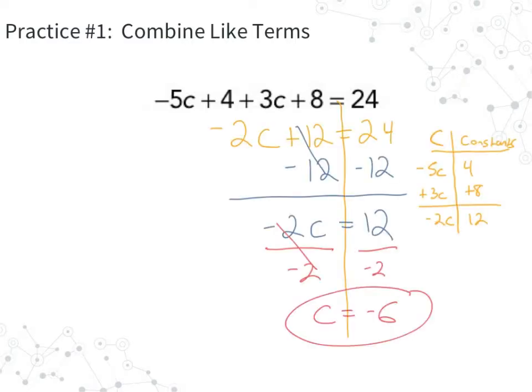How did you do? Were you able to get the answer correct? Hopefully you got C is equal to negative 6. Notice I made my chart. You don't need to make your chart to combine like terms, but it is a helpful tool to use if you're still not sure how to do it. And you've got C equals negative 6. Let's go ahead and take a look at the next example.